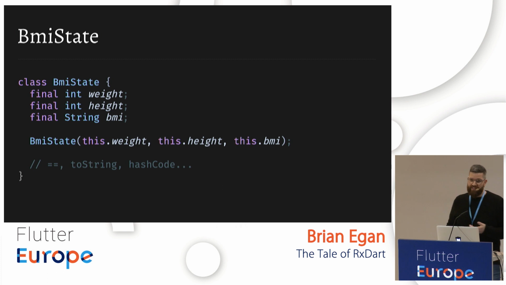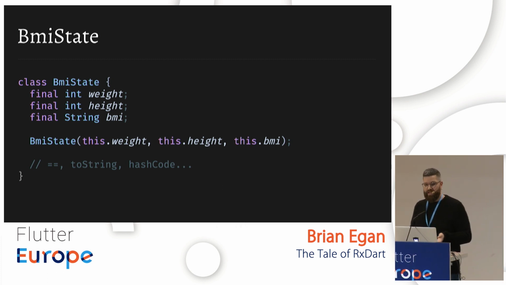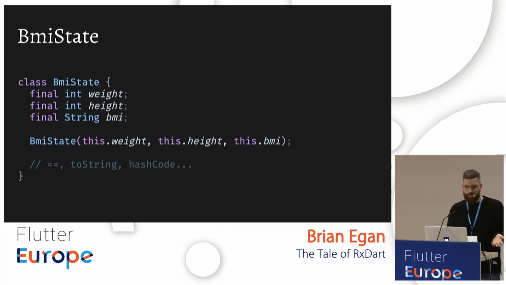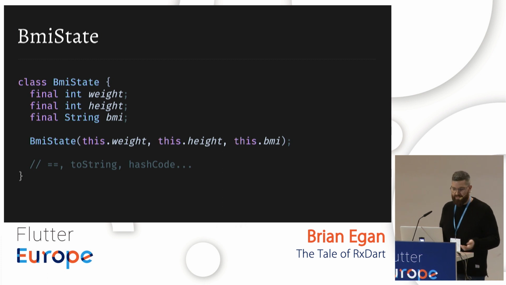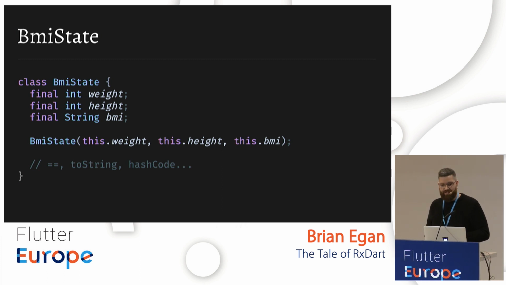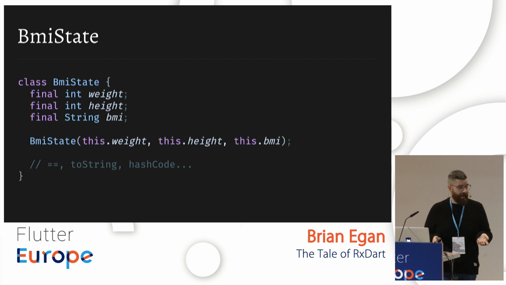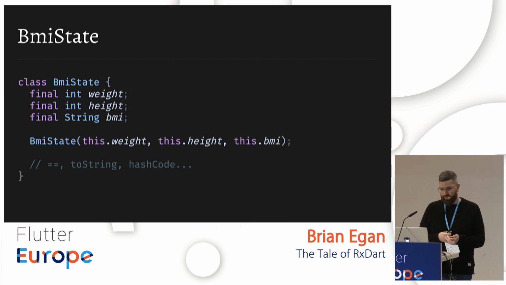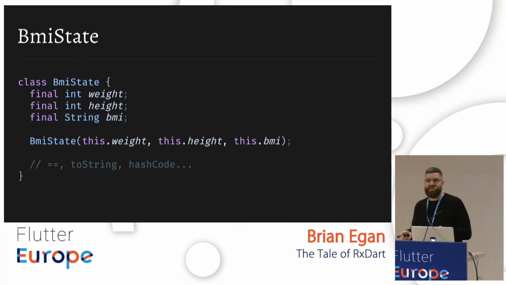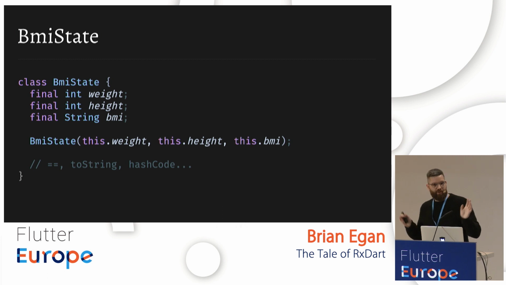Now, when we look at the BMI state class, I implemented it as a really raw data holder or data container class. It just takes in 3 fields: the weight, the height, and the calculated BMI, which we'll use as a string. And to make tests pass, I implemented equals and hashCode and things like that.